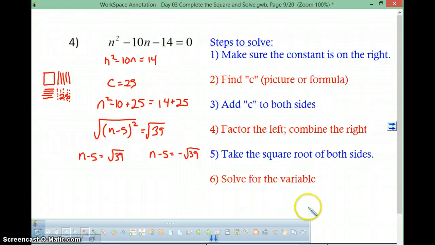Can we simplify root 39? That's just 3 times 13. Any perfect squares there? No, we can't simplify it.